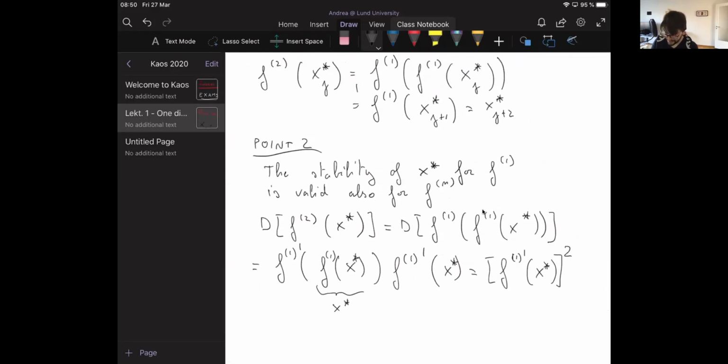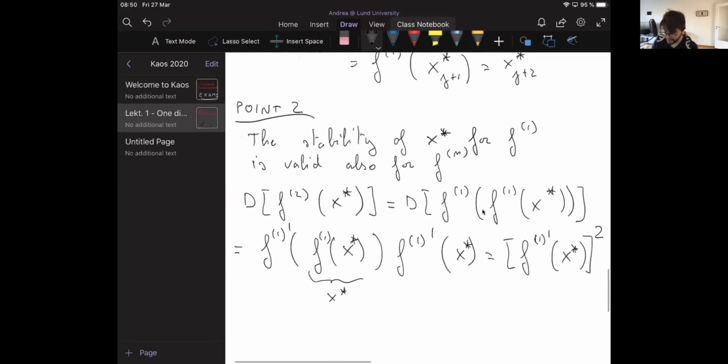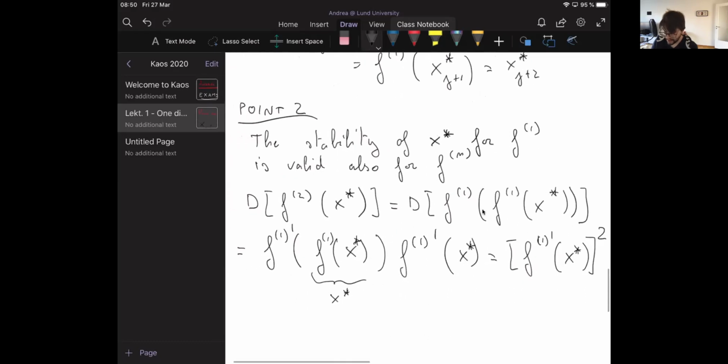So if the absolute value of the derivative of the first return map is greater than 1, it will continue to be greater than 1 because it will be greater than 1 squared. If it's smaller than 1, it will continue to be smaller than 1 because it's smaller than 1 squared.